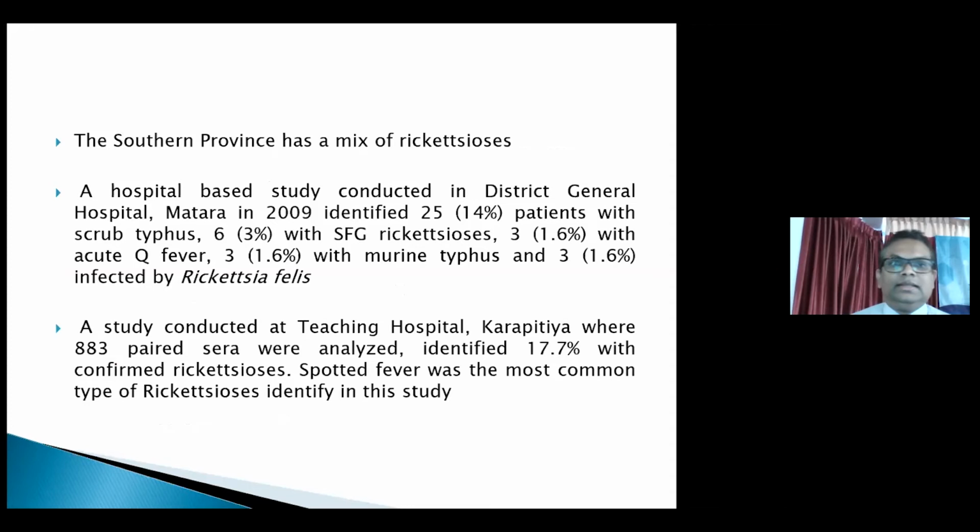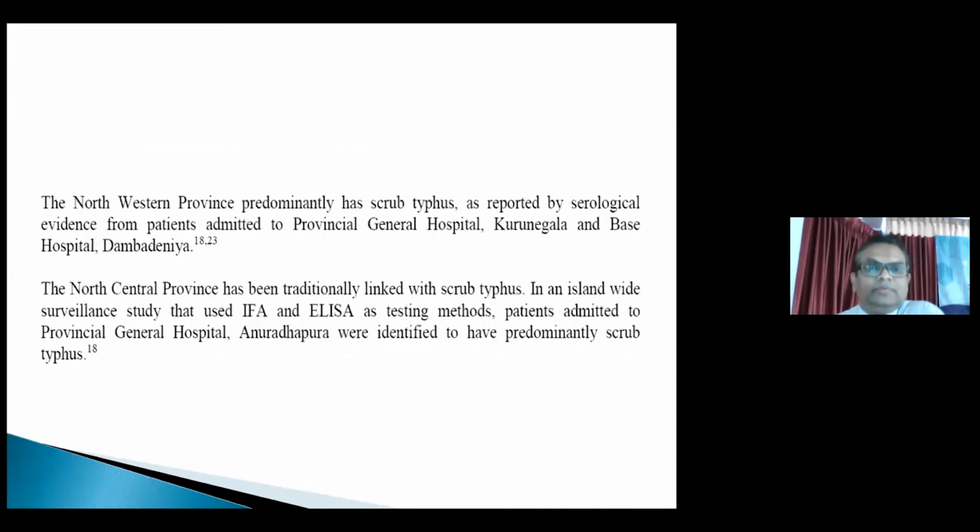So what about other areas like the southern province? Now, according to the available data up to now, they have a mixture of infection actually. So it varies, like spotted fever, and then of course some scrub typhus cases, murine typhus cases like that. So basically, the southern part has a mixture of infection.